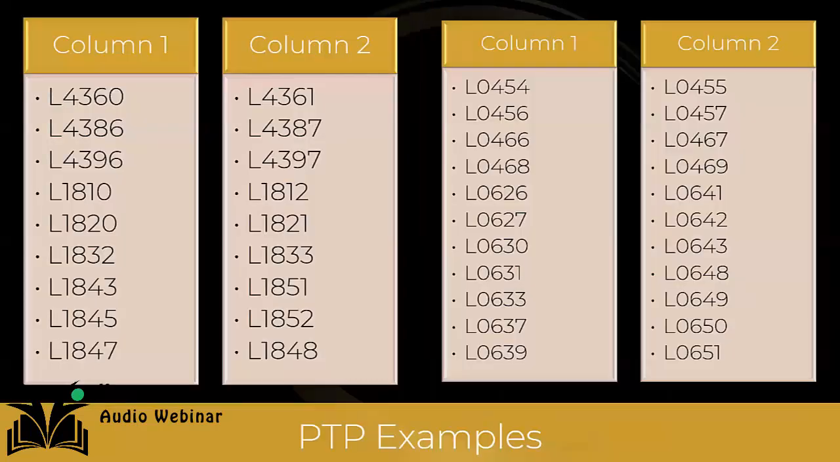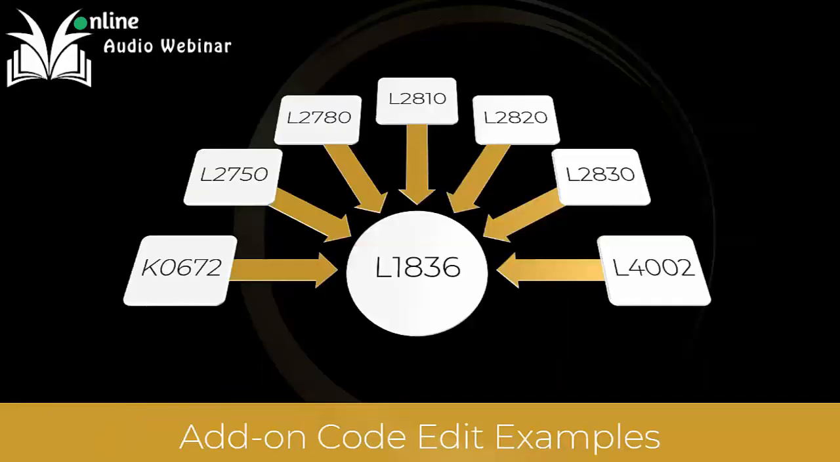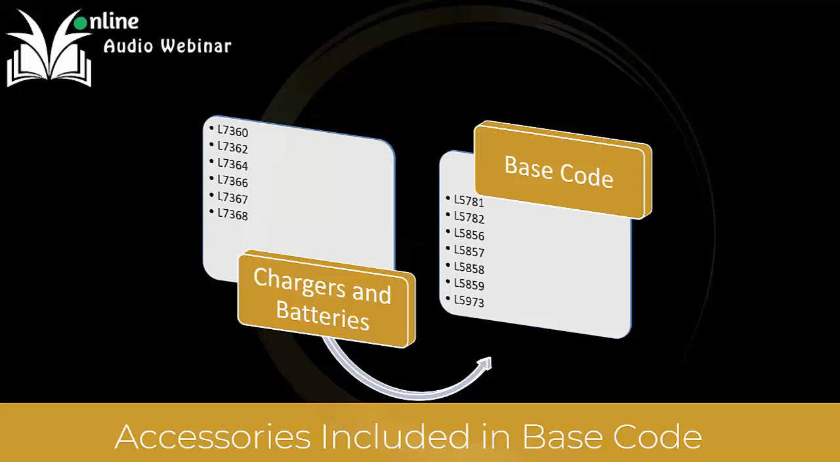So I'm going to give you some examples of column 1 to column 2. So let's look at an add-on code example. All of these add-on codes bundle into this one base code. So it looks like a peacock is what I'm showing us. So what about other base codes?